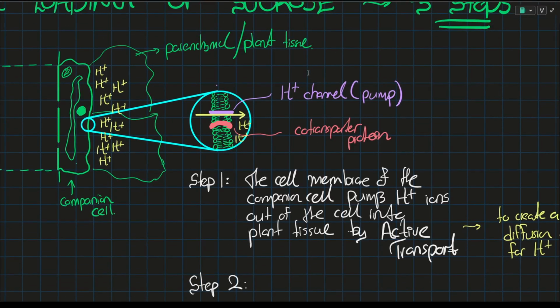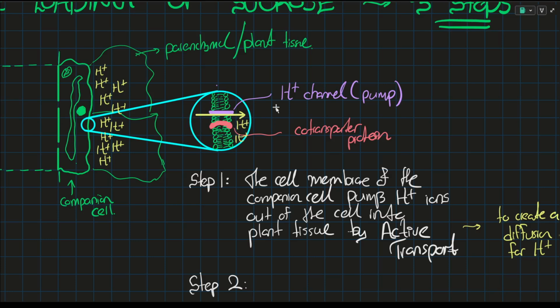Now, okay, H plus ions are outside here. I'll just pick one. Now this is what happens. This guy is going to come back, but he can't come back through the H plus channel. It can't come back through the H plus pump. The only way that these guys can go back into the companion cell is through this co-transporter protein, like this.